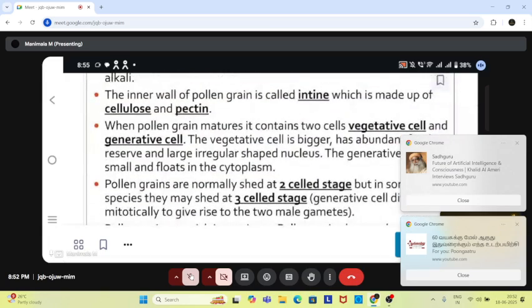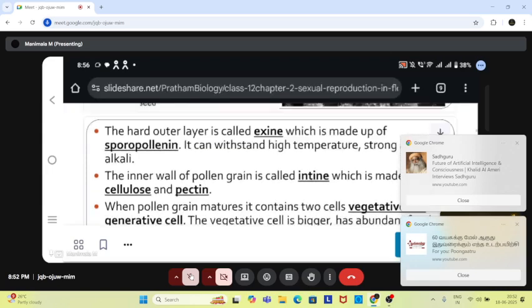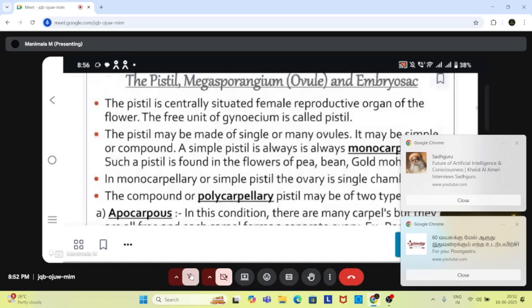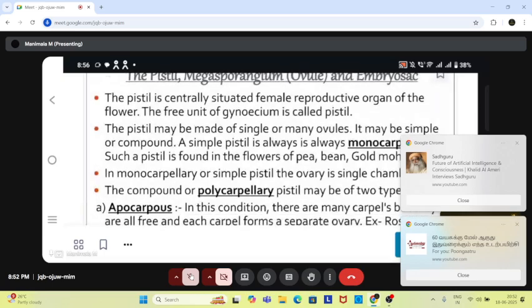So what is the development? How will the male gamete be developed? In most angiosperms, 60% the same. First the size increases. First what will be divided? The male gametophyte divides into a vegetative cell and a generative cell.